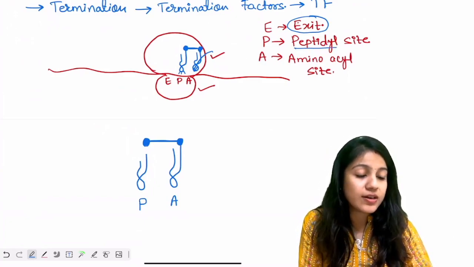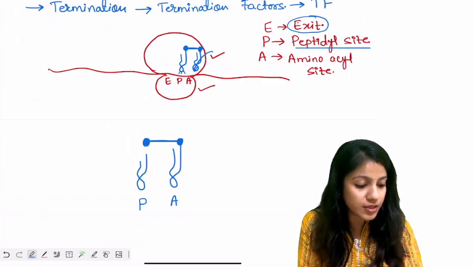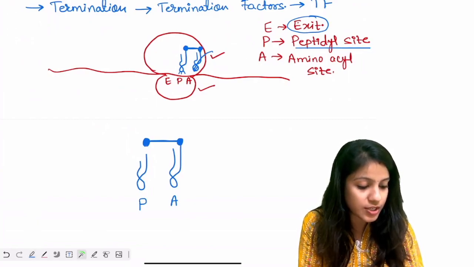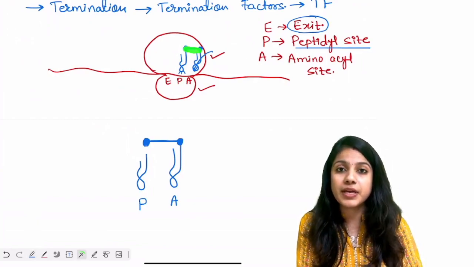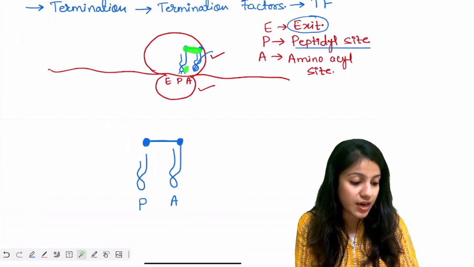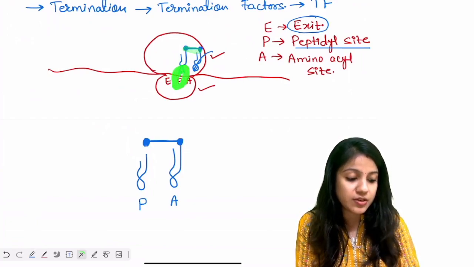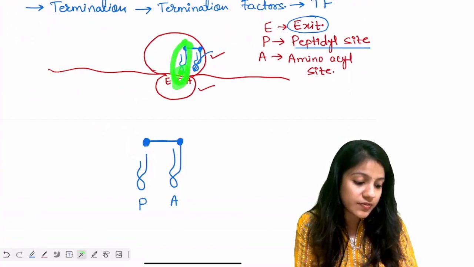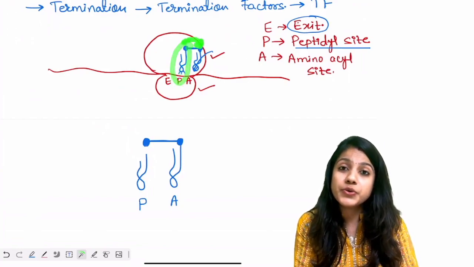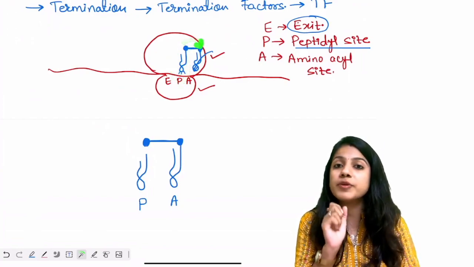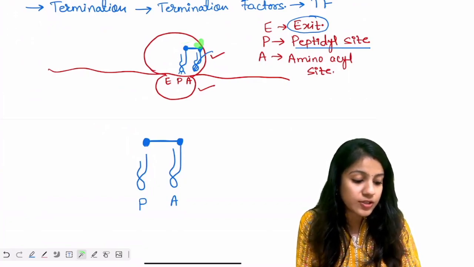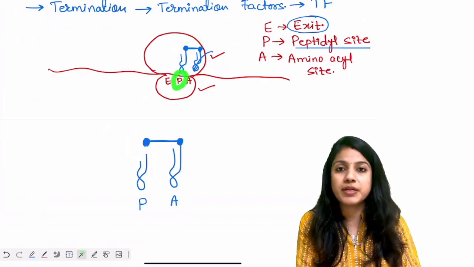Why is the P site called the peptidyl site? Because here at this position there is formation of a peptide bond. That means the tRNA which is present on the P site is transferring its amino acid to the newly come tRNA, and there is formation of a peptide bond. Right, so that's why this P site is called the peptidyl site.